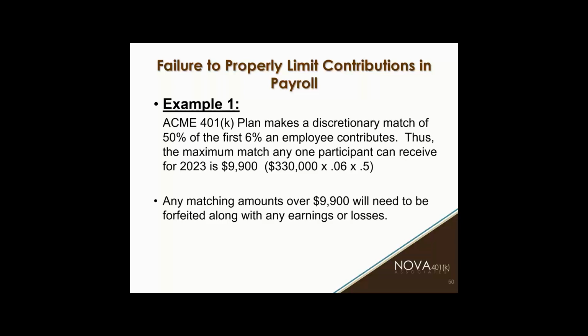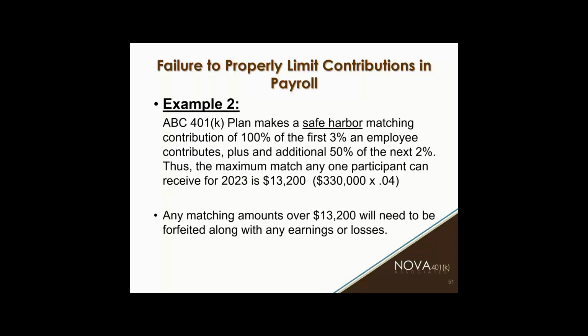So for example, here we have a discretionary match of 50% on the first 6%, and with that we arrive at $9,900 for this year with that particular formula, and we get that number by taking 330 times 6 times 0.5.